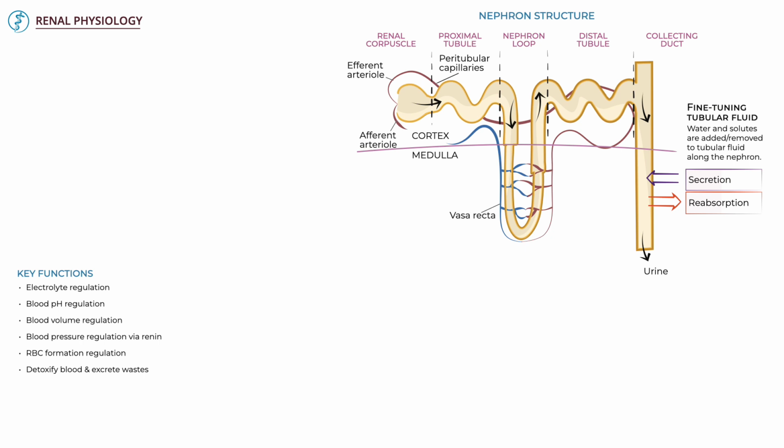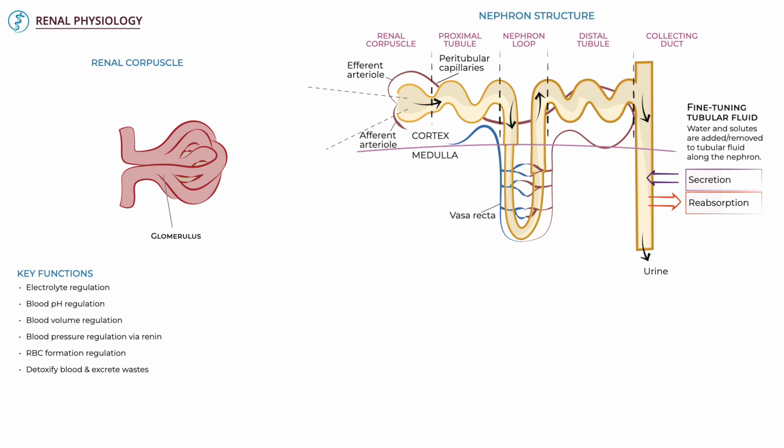Now let's take a closer look at the renal corpuscle, the site of ultrafiltrate formation. First, draw the glomerulus, which is the collection of capillaries that filter the blood to create ultrafiltrate. Then indicate that the afferent arteriole carries unfiltered blood to the glomerulus, and the efferent arteriole carries filtered blood away from the glomerulus. Show that the glomerulus is surrounded by the glomerular capsule.